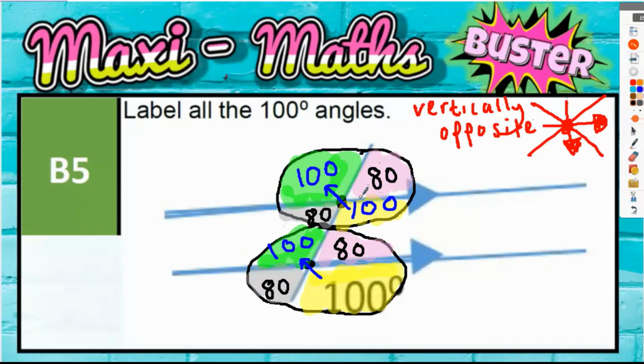Although there's 8 angles, there's only 2 actual different angles. 4 of them are 100s and 4 of them are 80s. The whole circle, by the way, in each one actually adds up to 360, doesn't it? So 2 lots of 100 and 2 lots of 80 added together makes 360.